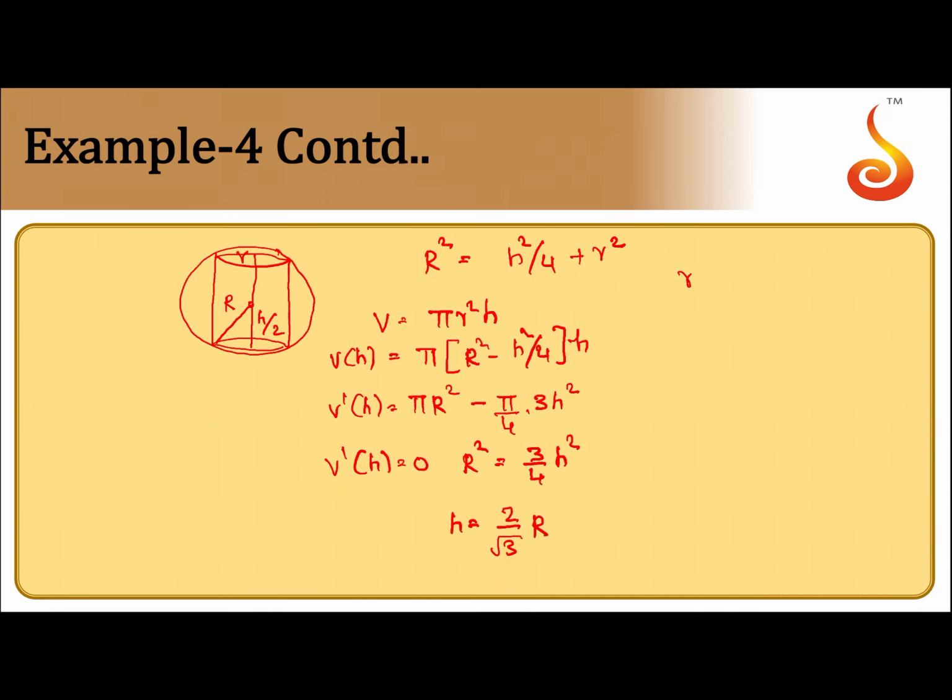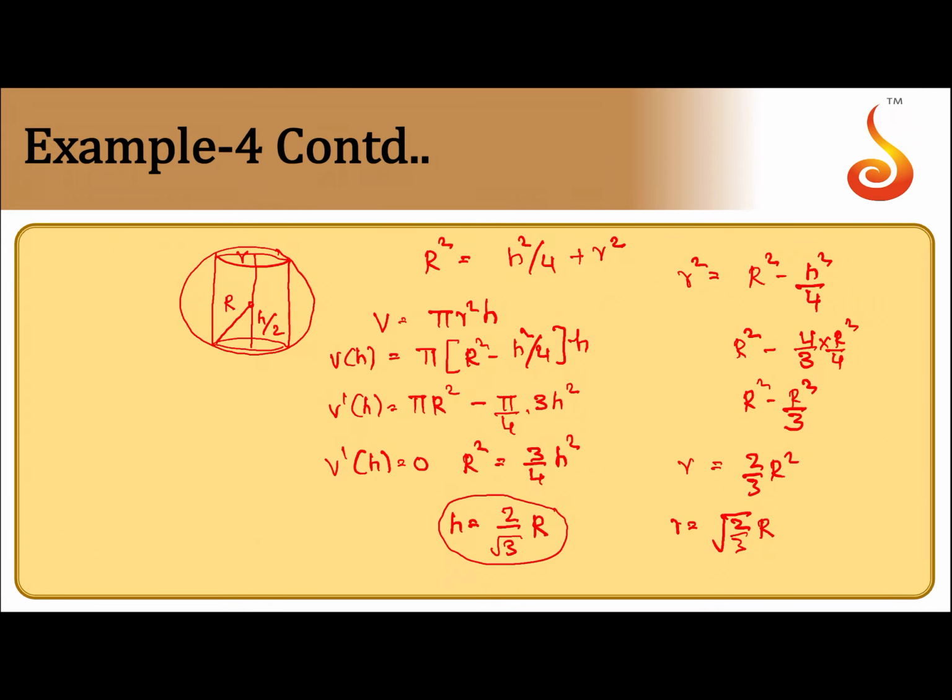Similarly, we want the small r. Small r square is equal to capital R square minus h square by 4. Okay, so this will give you capital R square minus 4 by 3 into R square by 4, which gives you R square minus R square by 3, which gives you 2 by 3 capital R square is equal to small r square. So small r is equal to under root of 2 by 3 capital R. So we know the value of h. We know the value of r.